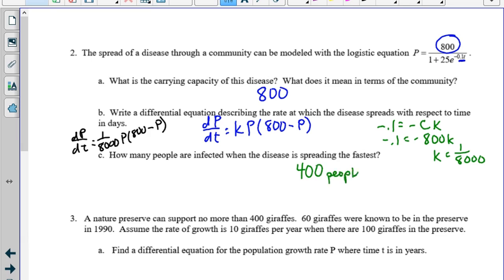You can discover this either with calculus by finding the maximum of this differential equation, which is 800 kP minus kP squared, taking the derivative, and you find out that the maximum of a parabola is always at the midpoint. So if not the vertices, the midpoint of the two x-intercepts. If the x-intercepts are at 0 and 800, we would average them and find out that it's 400 people. So that's something that you should probably memorize.